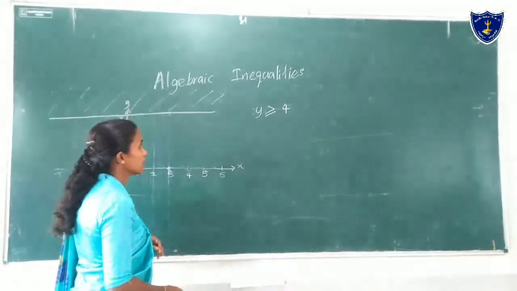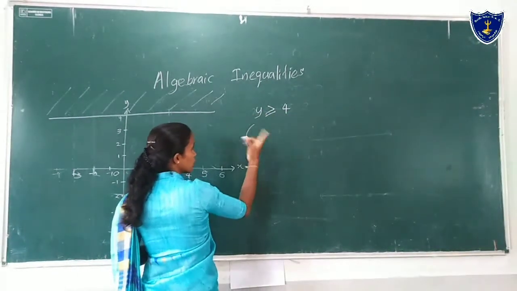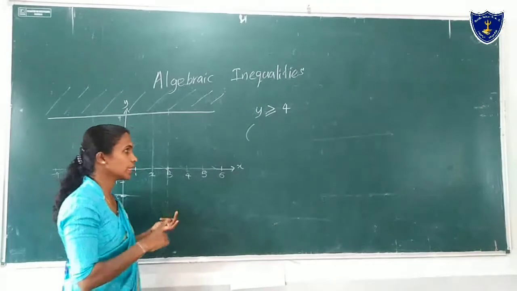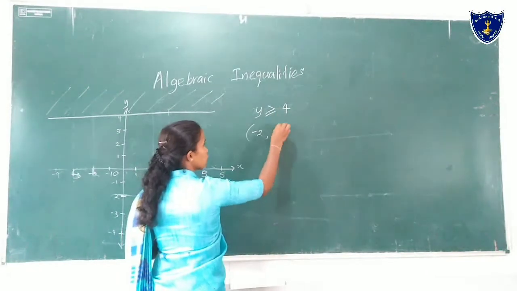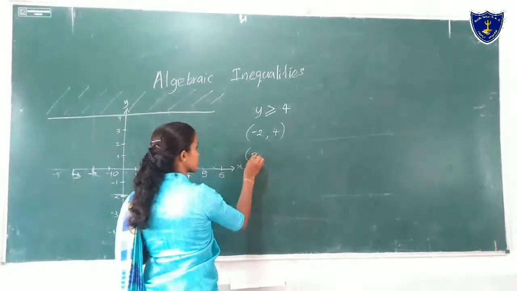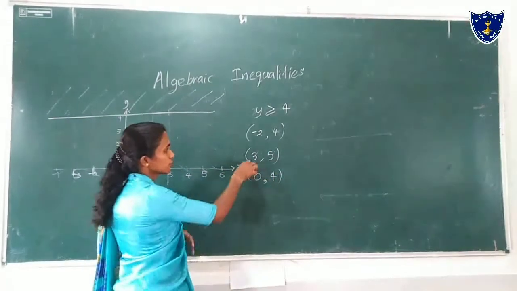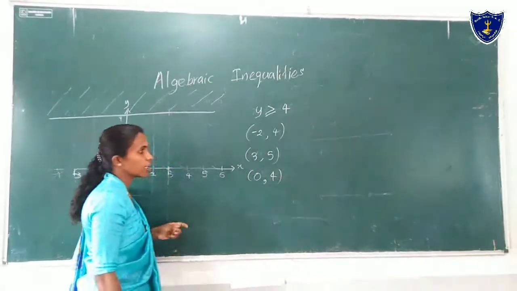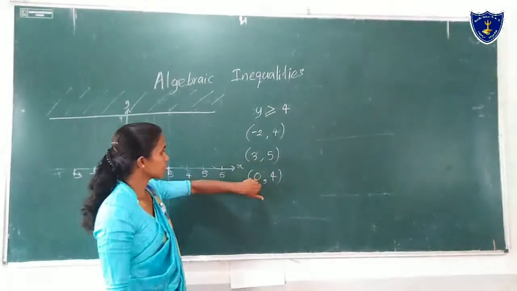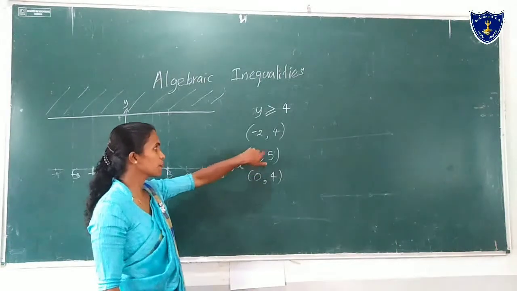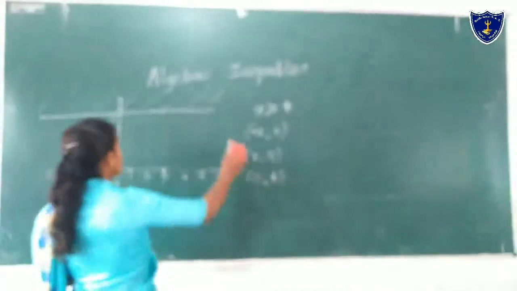Okay. Now what are the coordinates of the points which belong to this region? The x coordinate may be any negative value, 0 or any positive value. But the y coordinate should be 4 or greater than 4. 0, 4; 3, 5; negative 2, 4 are all considered points which belong to this region. Here the x coordinate may be 0, a negative value, or a positive value, but the y coordinate should be 4 or greater than positive 4. Next example.